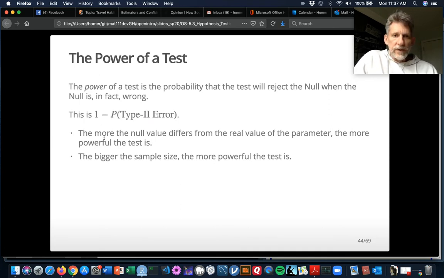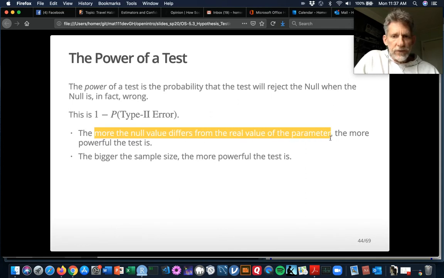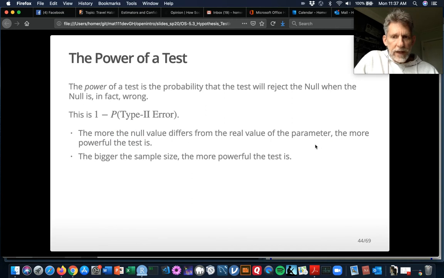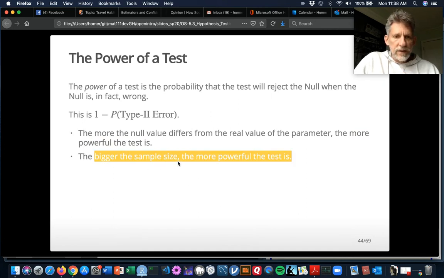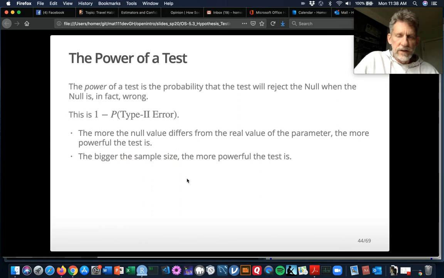So the power is a kind of probability, and it turns out that the more the null value differs from the real value of the parameter, that is, the more wrong the null belief is, then the higher is the probability that the test will lead you to reject the null hypothesis. That is, the more powerful the test will be. Another thing is that the bigger the sample size, the more powerful the test is.